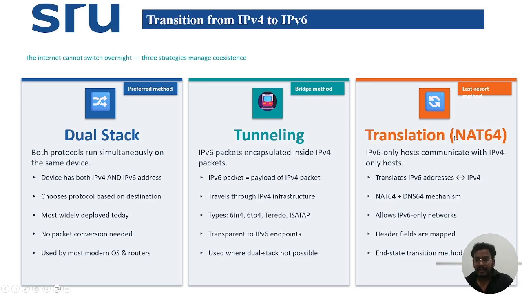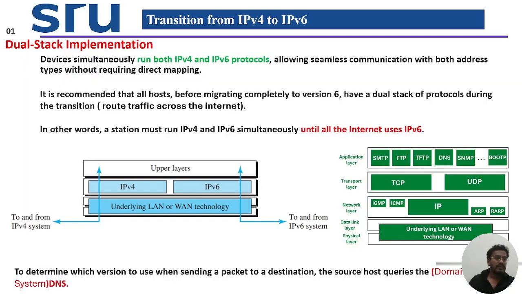Then the next one is translation, NAT64. Like an IPv6-only host communicating with an IPv4-only host. So it translates addresses between IPv4 and IPv6. NAT64 plus DNS64 mechanisms are used, so it allows IPv6-only networks. Header fields are mapped. So finally, this is the translation method.